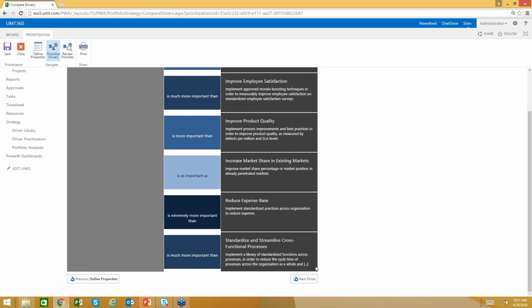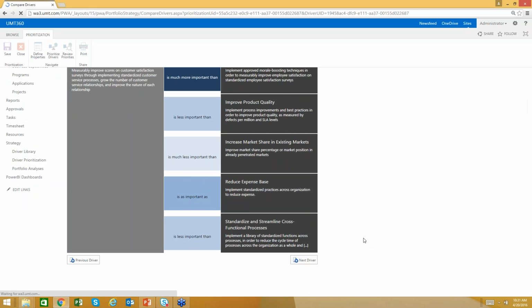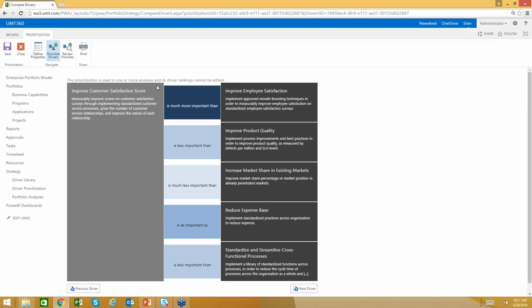Now, you simply then navigate through this. So we're going to pivot to the next driver, improve customer satisfaction, and compare its importance to the other business drivers.